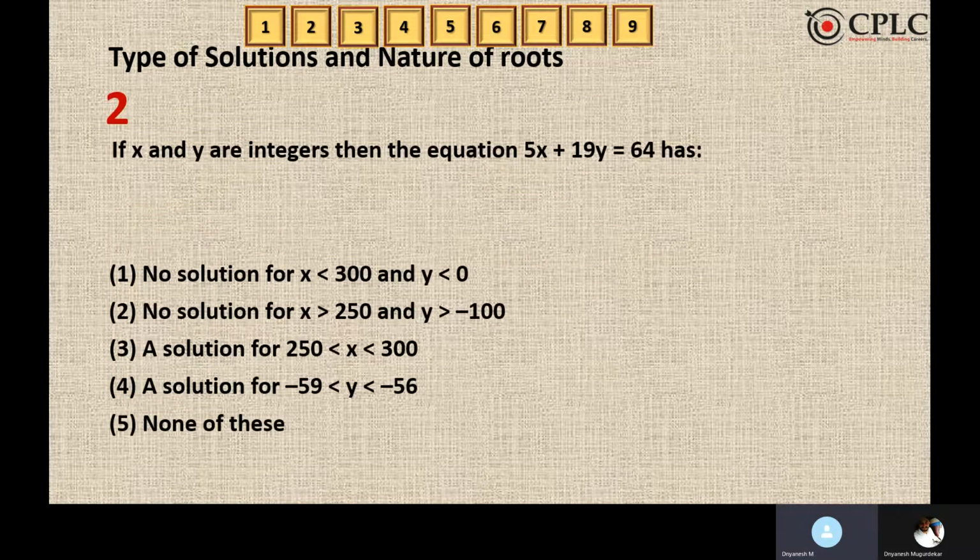Exactly similar is the second question, and what it talks of: x and y are integers, then the equation 5x plus 19y is equal to 64 has dash solutions. So how do we think about this?